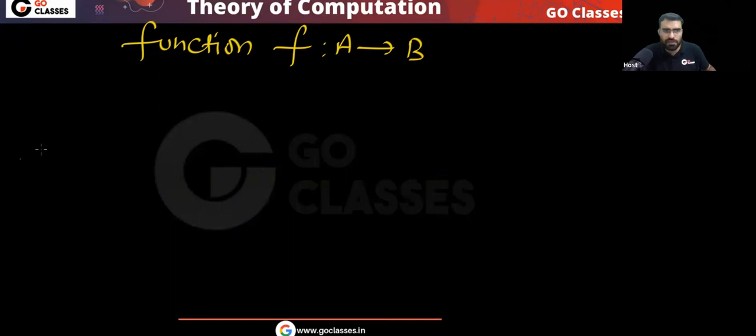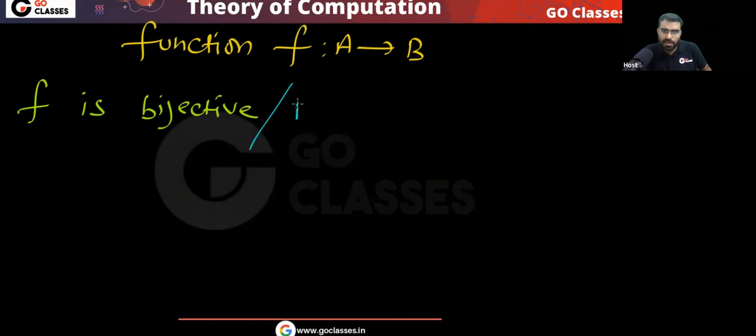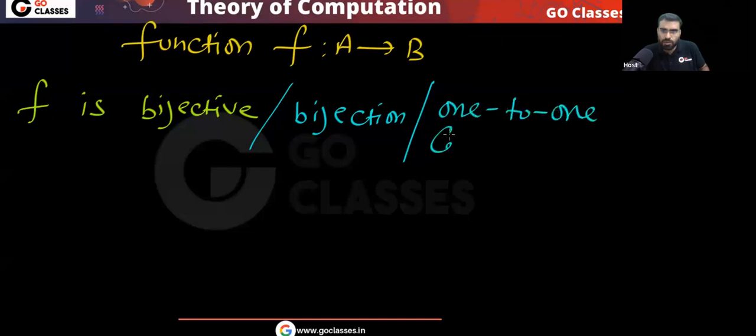Now tell me, what is the definition of a bijective function? When can I say f is bijective? Another name for bijective is bijection. Another name is one-to-one correspondence. These are the different names, so remember this.